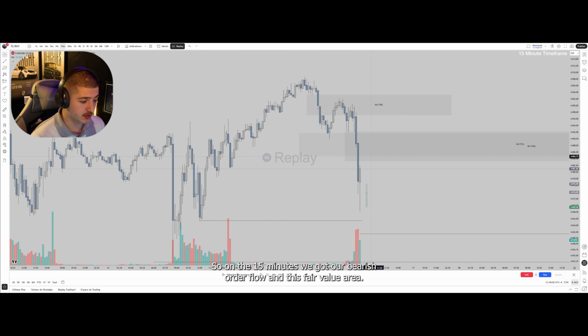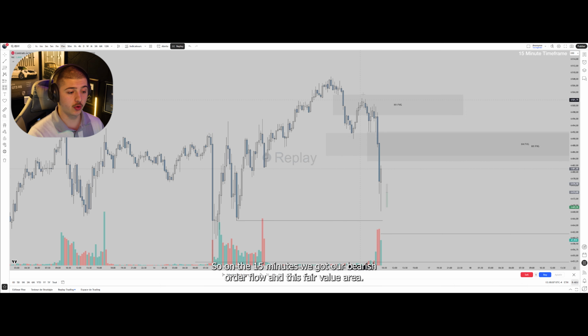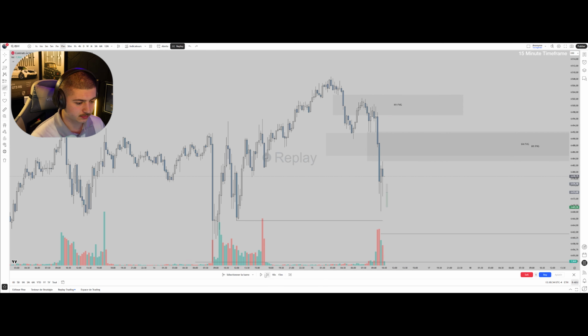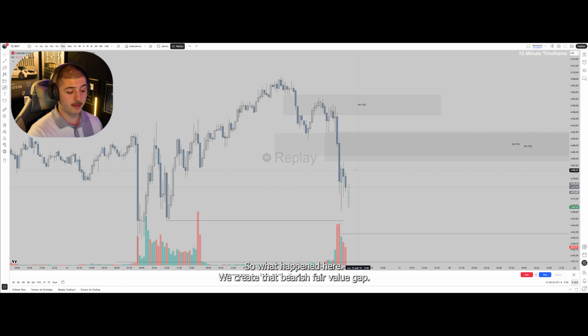On the 15 minutes, we got our bearish order flow and this fair value area. So the best scenario is that we just come back around here and start dropping, and I find my entry over there. But it didn't happen. Let's see. Here, what happened is we create that bearish fair value gap and not a bearish breakaway gap. So I knew that this type of gap will get traded back into.